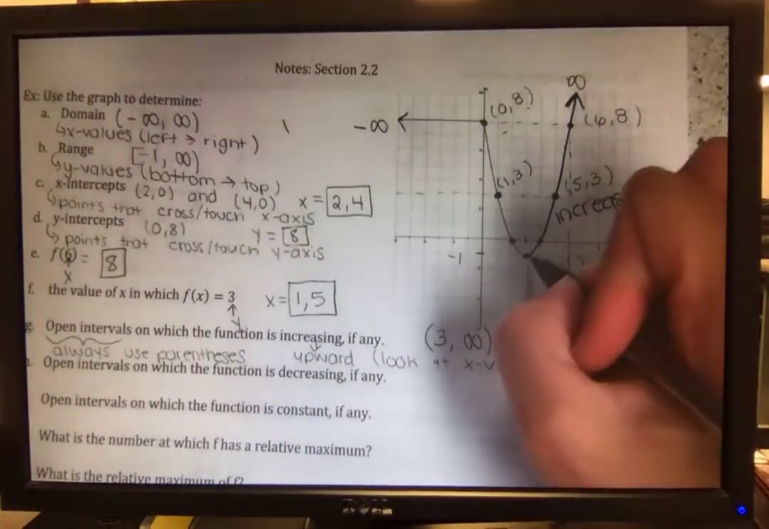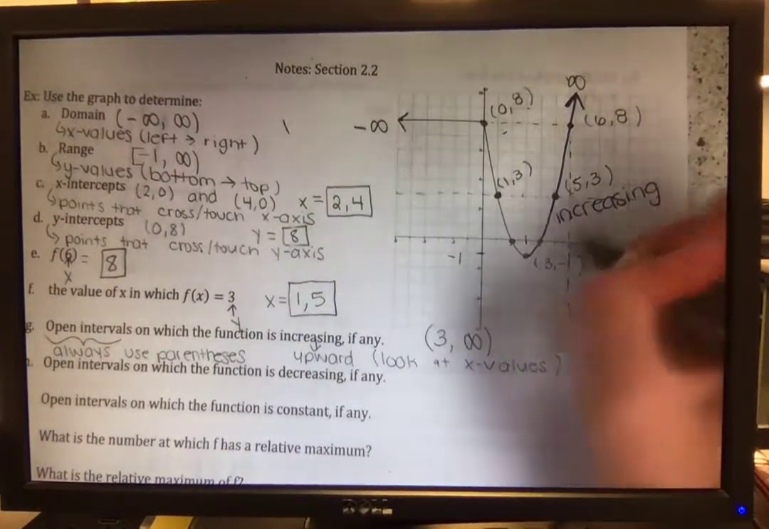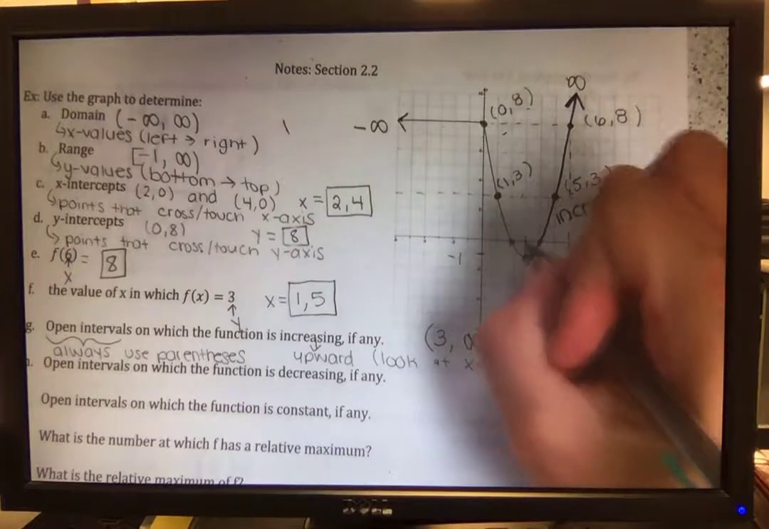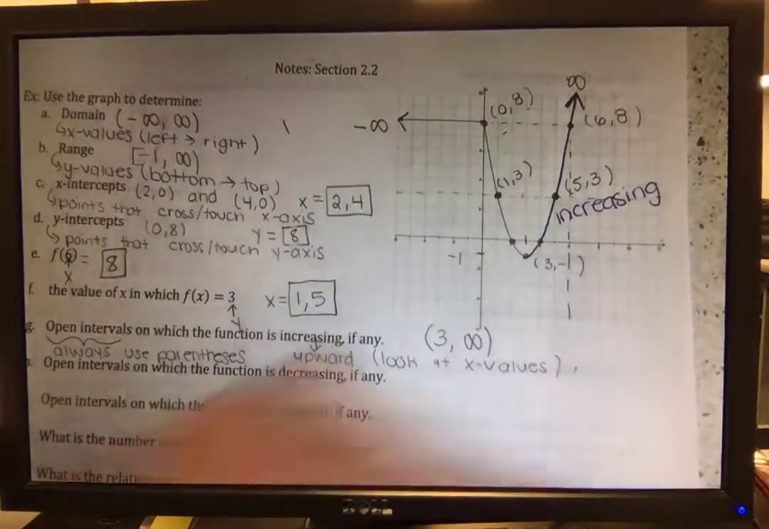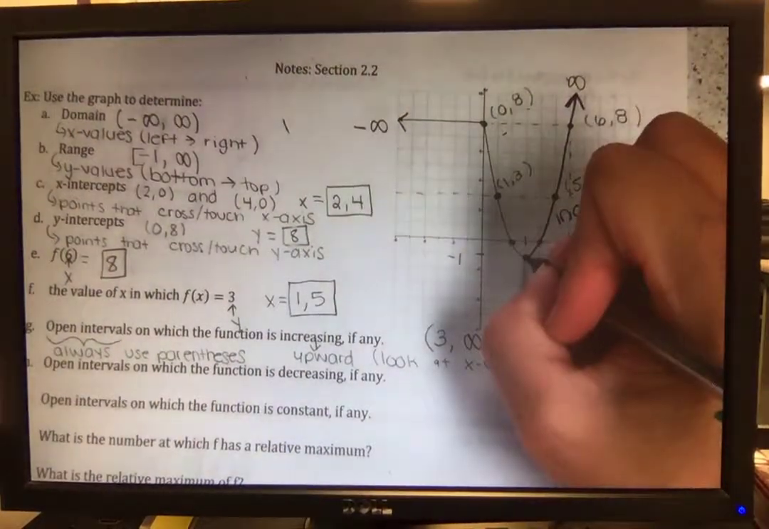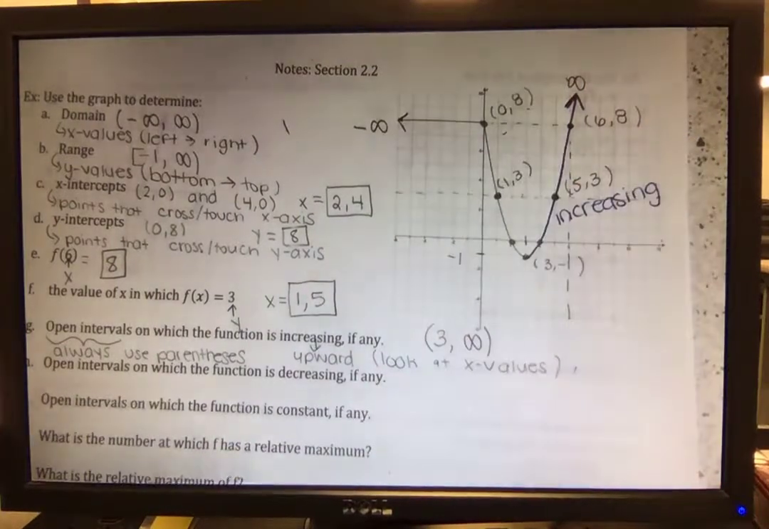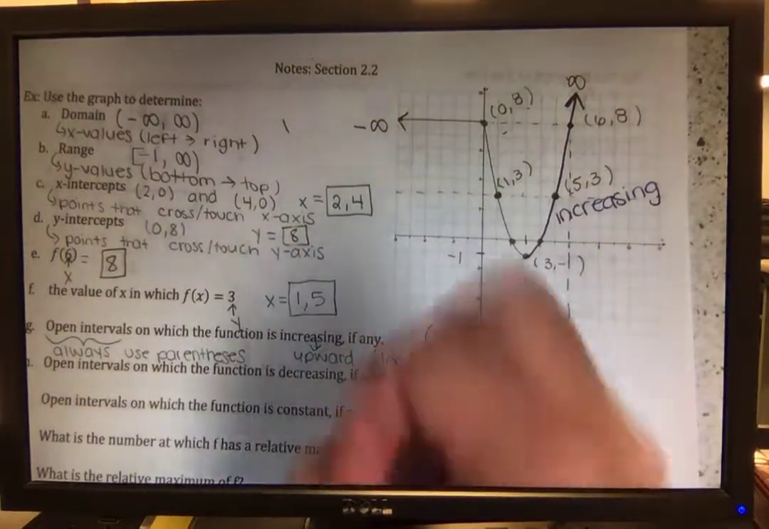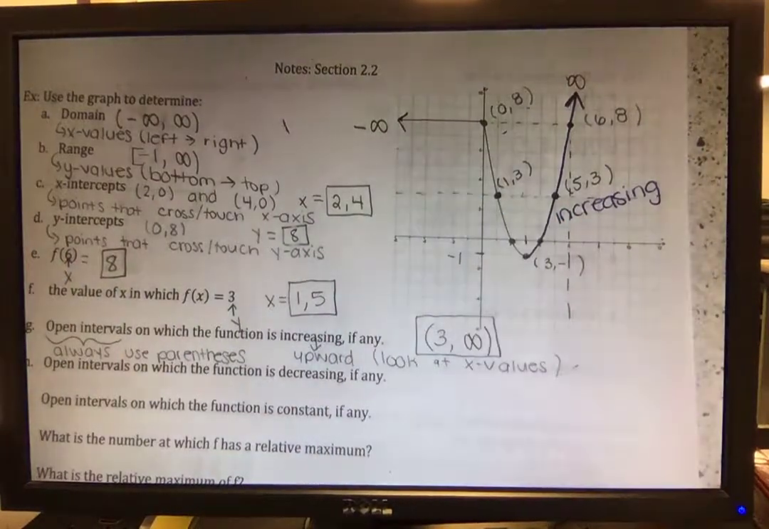But the reason why this 3 is a parenthesis, the reason why it's an open interval, is that at this point, it's changing. It's going downward, and then it's decreasing and it's increasing. So I only want it where it's increasing. So it starts increasing right here, but not at that exact point, because at that point is when it switches. So that's why we don't want to include 3. We want to use a parenthesis for that one. And it told us open intervals, so that tells us parentheses.